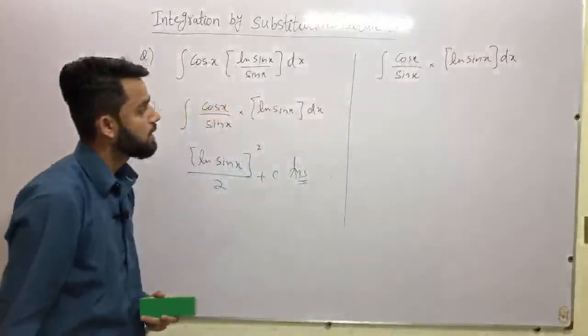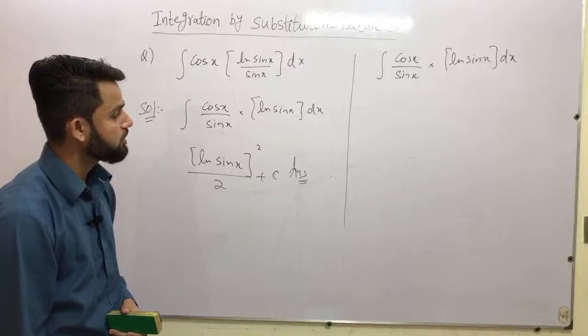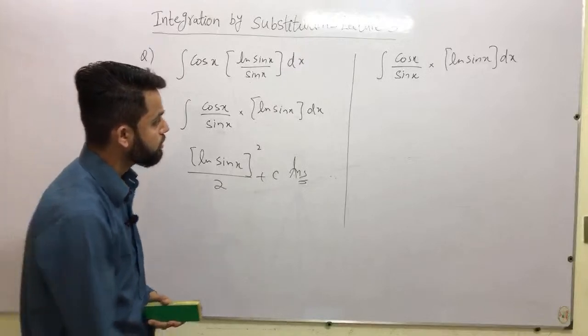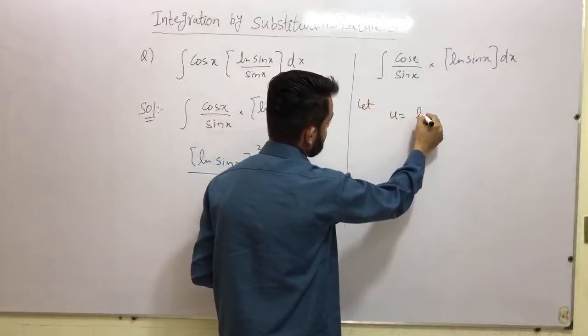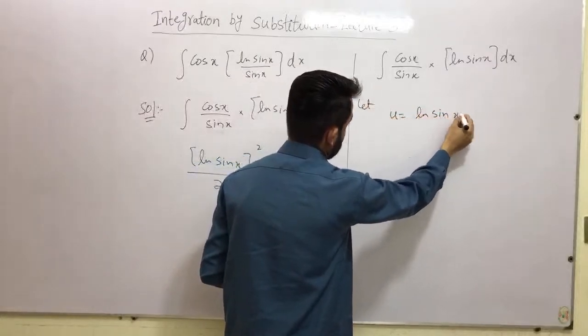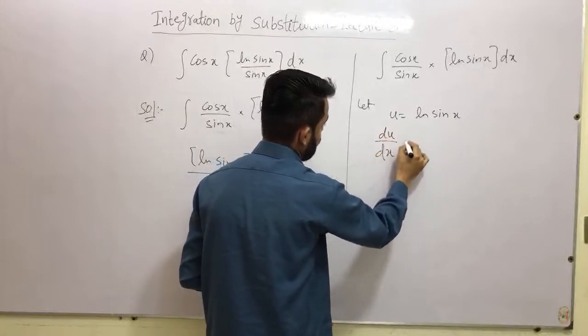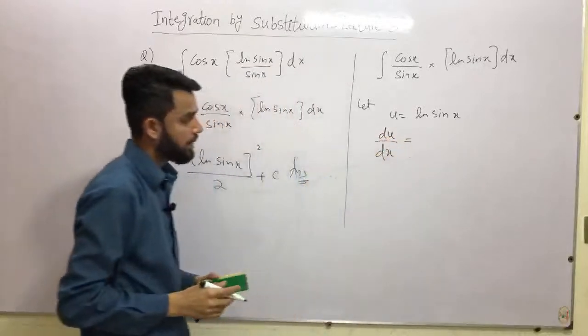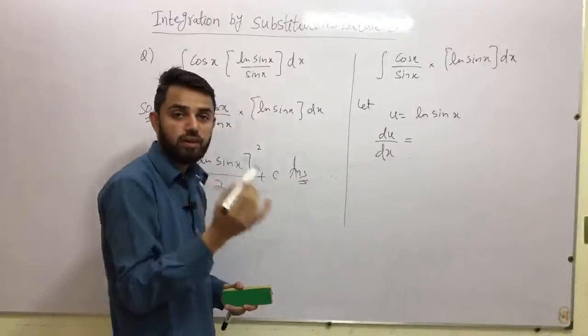Okay, so we are learning integration by substitution, and we are going to do the substitution. Let u equal ln of sin x. Now take the derivative with respect to x on both sides. It would be du by dx, and the derivative of ln of x is always first 1 over x.